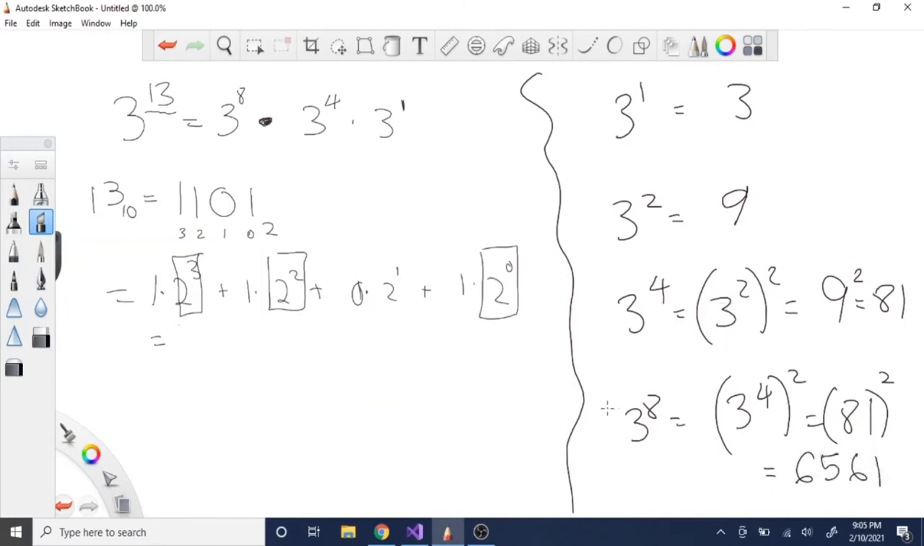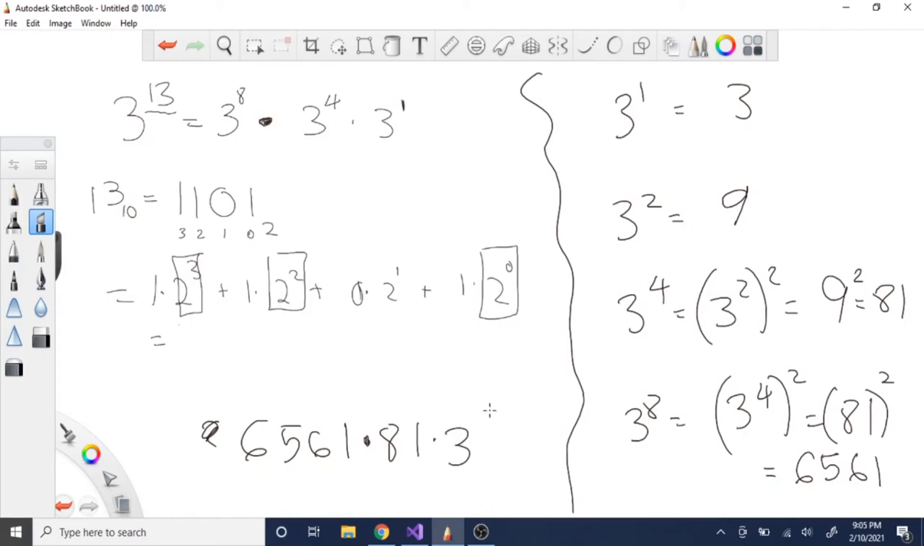So now that I have these values, I could just calculate what 3 to the 13th is. So 3 to the 8th is 6561, because I just calculated this. And now we're going to take this and multiply by 3 to the 4th, which is going to be 81. And we're going to multiply by 3 to the 1st, which is 3.